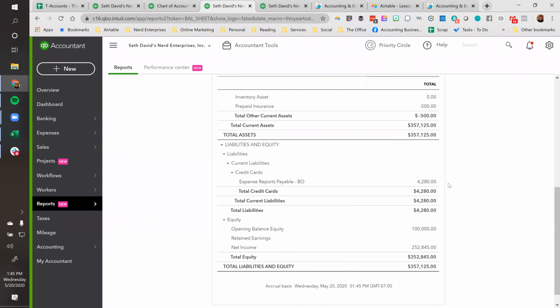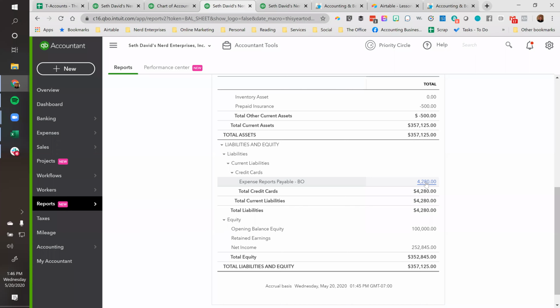Okay, there's my expense reports payable, business owner. Now this way we can write a check to reimburse the business owner for this expense. And if I do that, it's just as if I was paying off a credit card. I would write a check out of the bank account and pay off this expense reports payable business owner, right?